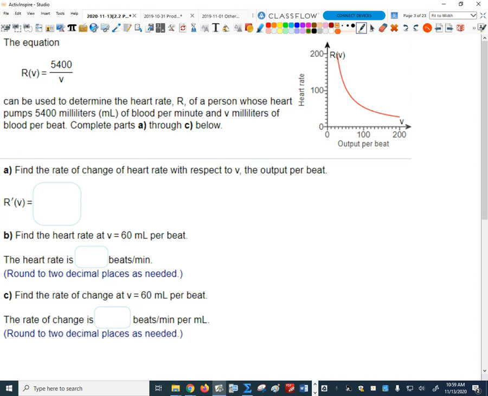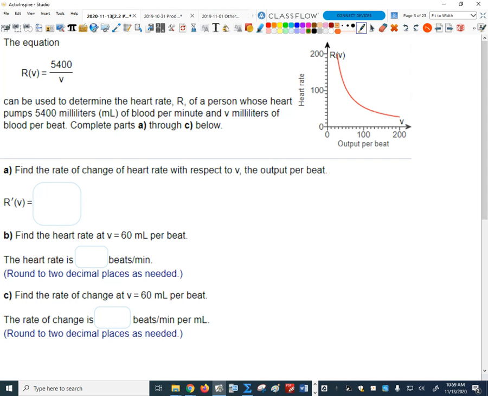Okay, let's do this one. How could I do this derivative? We got to think back to what we looked at a couple days ago, right? Our generalized power rule. R of V equals 5,400 divided by V. That does not look like one of our rules, does it? It doesn't look like one of our rules at all. That looks like some kind of a quotient. I haven't given you any quotient rules. Maybe I made a mistake. Is this fair game? Can you think of a way to rewrite this thing?